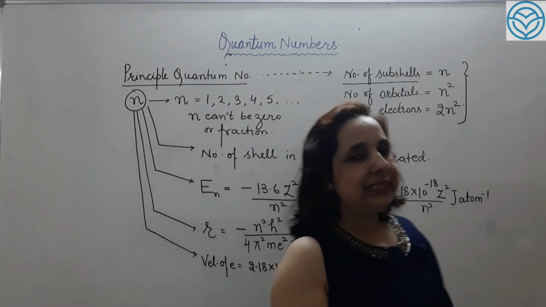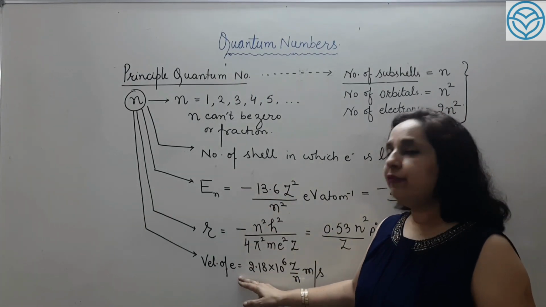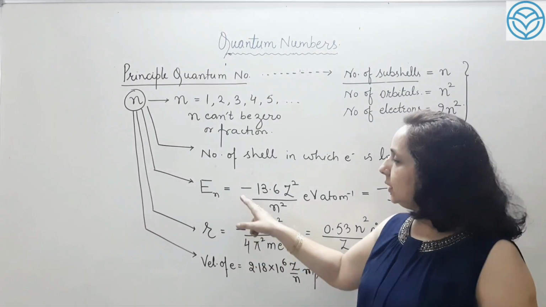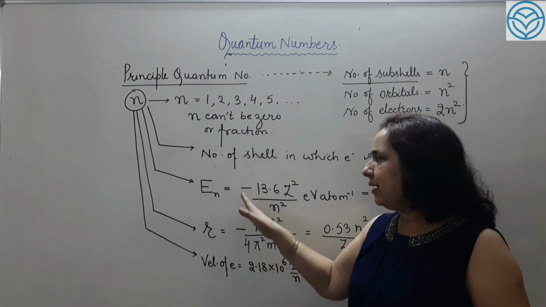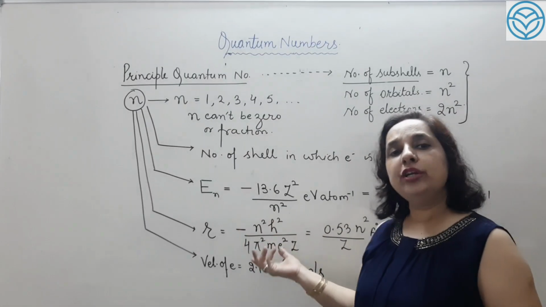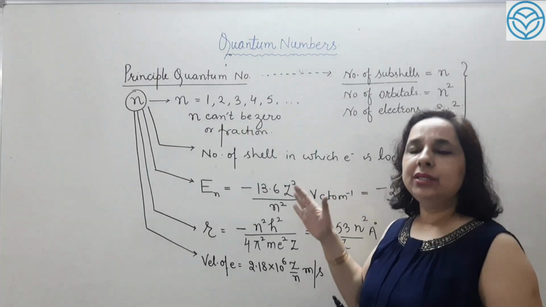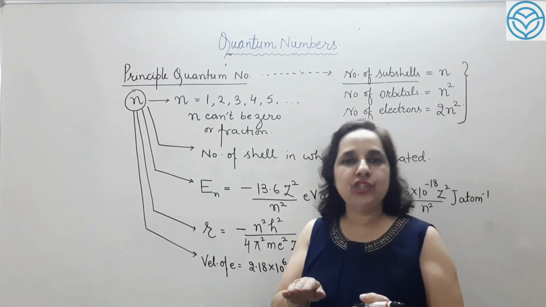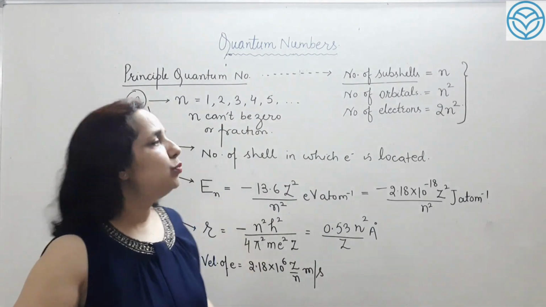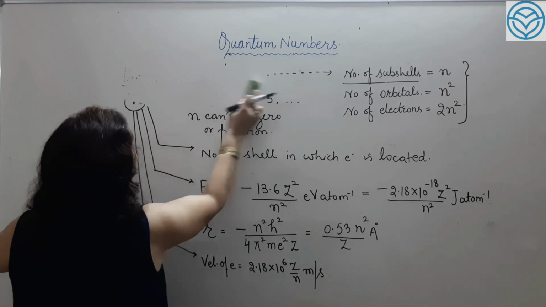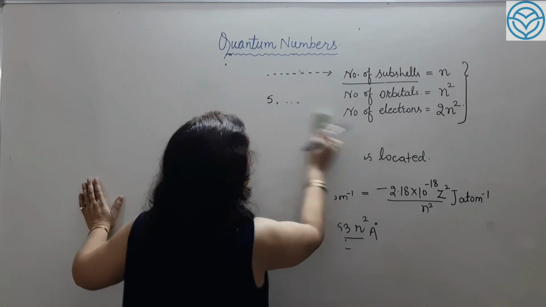The principal quantum number is the first quantum number, and we must know that all these formulas are from Bohr's atomic model. These formulas resemble the formulas from the Schrödinger wave equation. It means the answers from Bohr's model and the Schrödinger wave equation are in agreement with each other. That's why we can say this quantum number is accepted as such. After this we move on to the next quantum number, the angular quantum number.